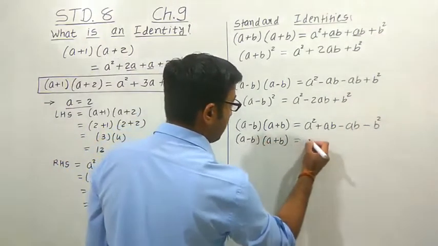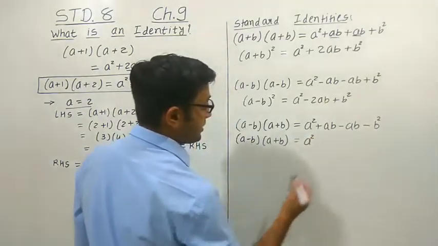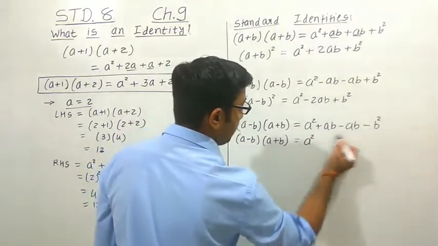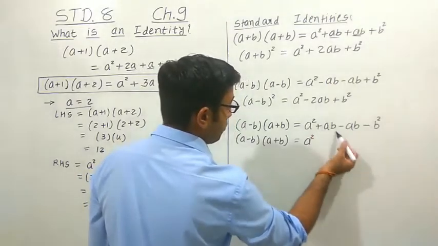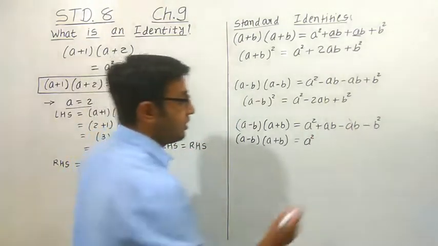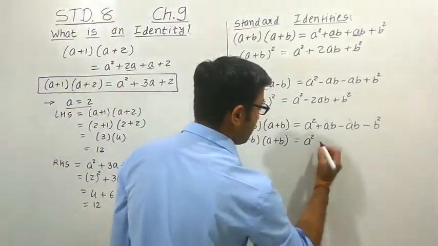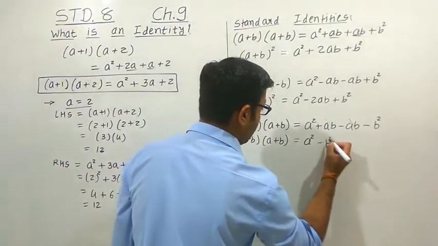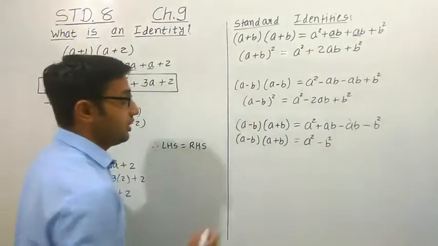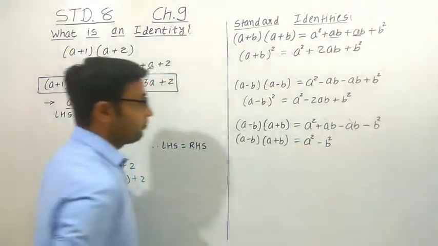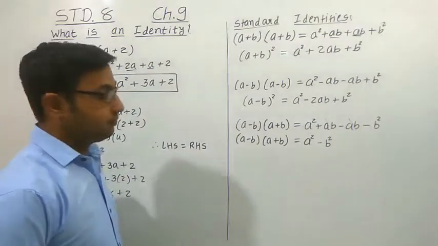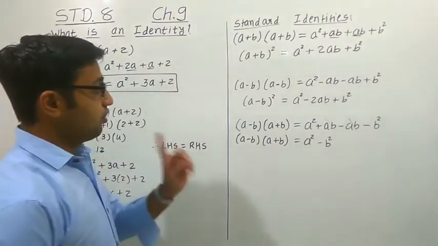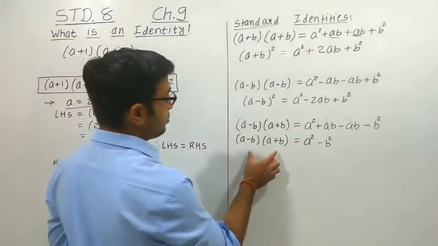Okay. Here what will happen? A square remains as it is. Now see, we can simplify this. Here ab is positive, here ab is negative, so both will cancel out. So what will remain here? Minus b square remains here. So this will be our third standard identity. Right? So do not confuse between these two identities.